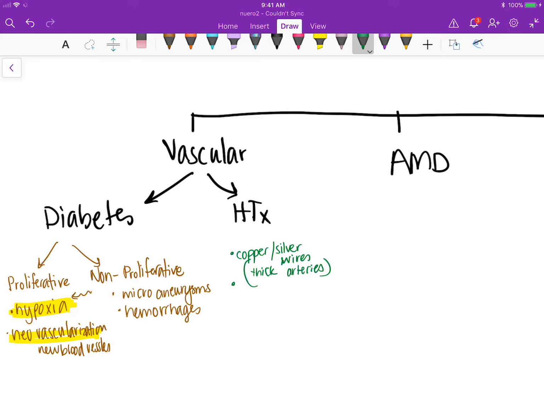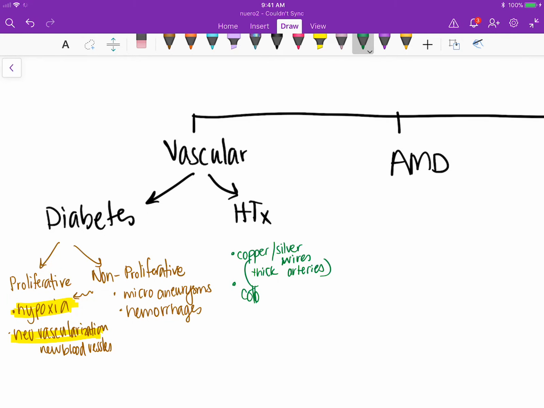And then it's also characterized by cotton wool spots, which is basically the thickened nerves. Okay.